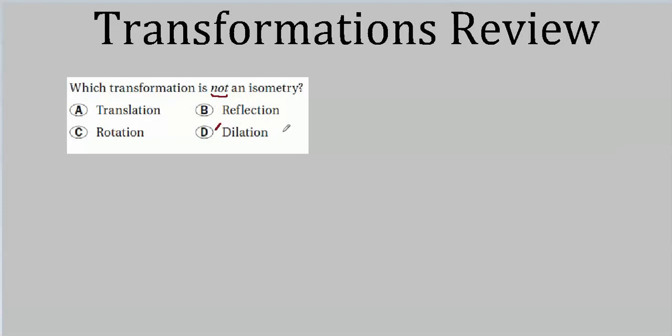It doesn't really qualify as a dilation. Normally when k equals 1, you call it something else. In fact, it's almost nothing if k equals 1 because you don't do anything. It's the same as multiplying something by 1, which of course has no effect. So D, dilation, is the one that's not an isometry.